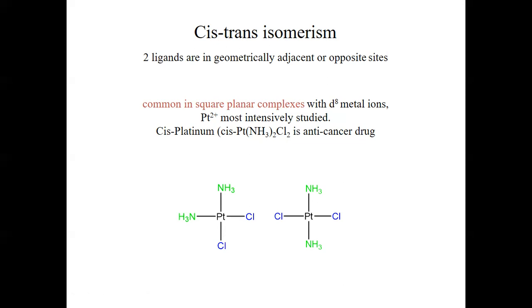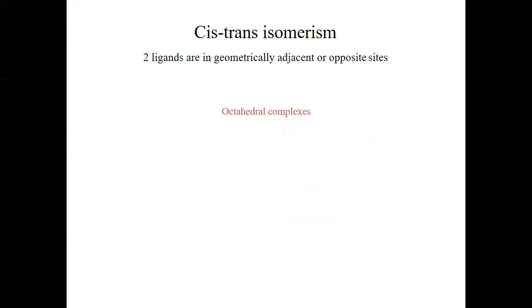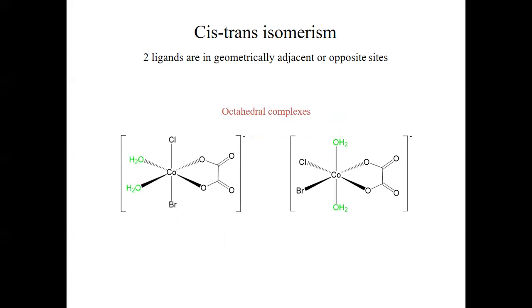Cis-trans isomerism is not unique to square planar complexes, though. It can also be found with regard to other shapes. For example, octahedral complexes can show the same. Here it's just an example. Here we have a cobalt complex, which is octahedral, in which we have two aqua ligands in trans position, and here two aqua ligands in cis position. All other ligands are the same: one chloro ligand, one bromo ligand, and one oxalato ligand. So this complex here would be called the trans isomer, and this complex here would be called the cis isomer. This is just an example as to how cis-trans isomers can also occur in octahedral complexes.